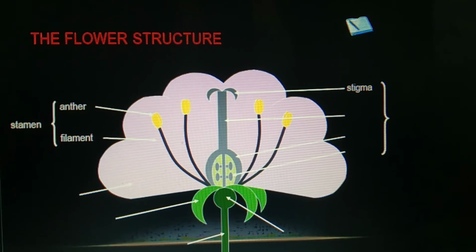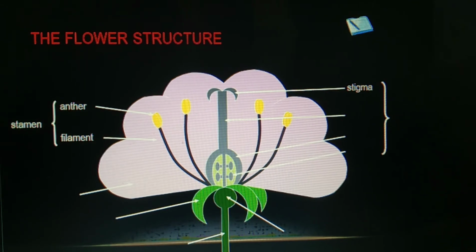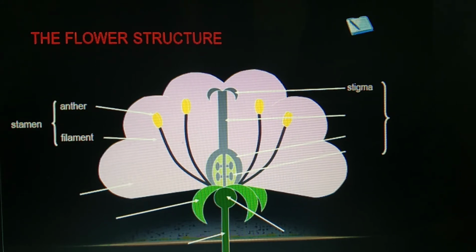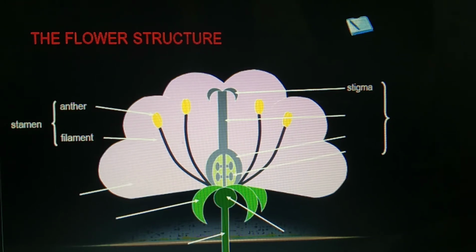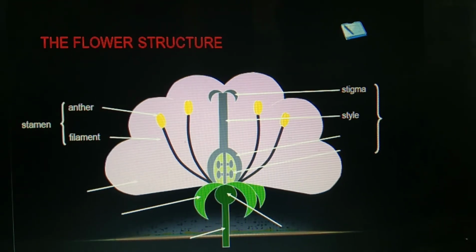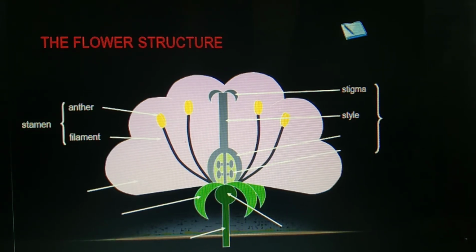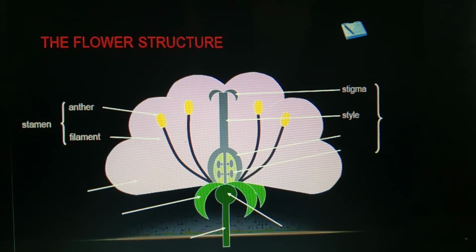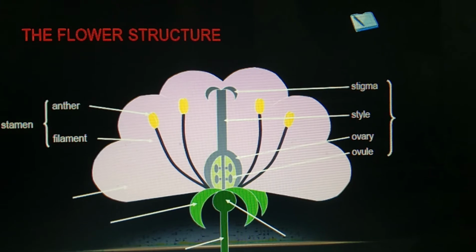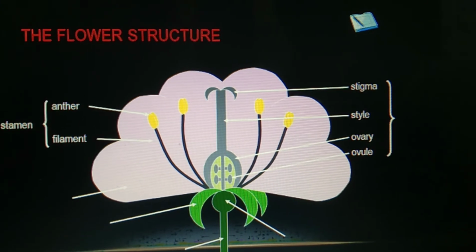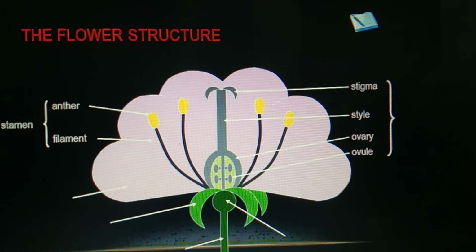Then we have the stigma. The stigma is a swollen structure at the end of the style. It receives the pollen grains, and the mature stigma secretes a fluid that stimulates the pollen grains. The style. The style is a stalk that connects the stigma to the ovary. It is tall enough to drop the pollen grains. The next part is the ovary. The ovary is the female organ of a flower that consists of the ovules, which develop into seeds upon fertilization.